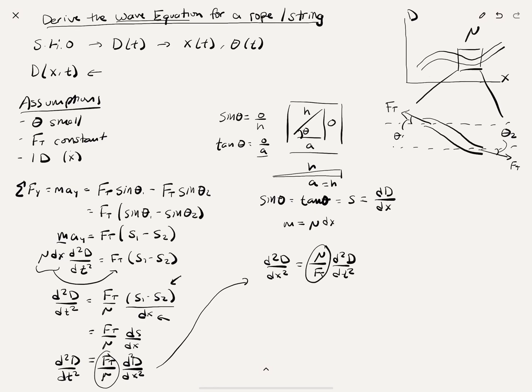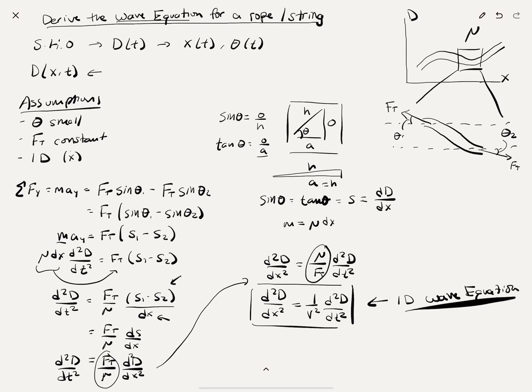And if you remember, this term has shown up before in the class, and that is related to the velocity of our wave. This expression here is the 1D wave equation. And there you have it. Now, if you have a functional form for D, you can go ahead and see, does taking spatial derivatives relate to taking temporal derivatives by the velocity of the wave?